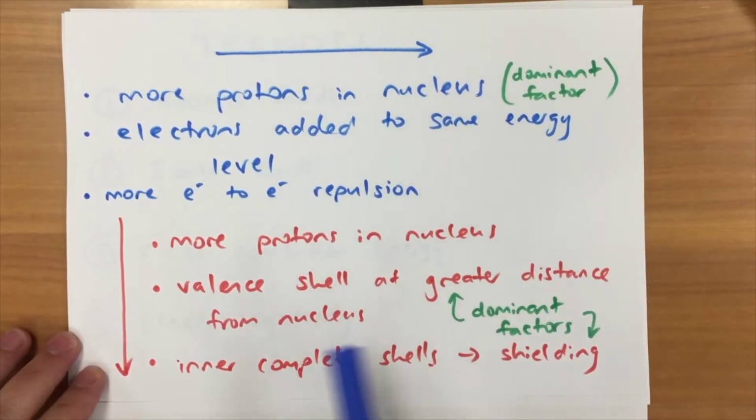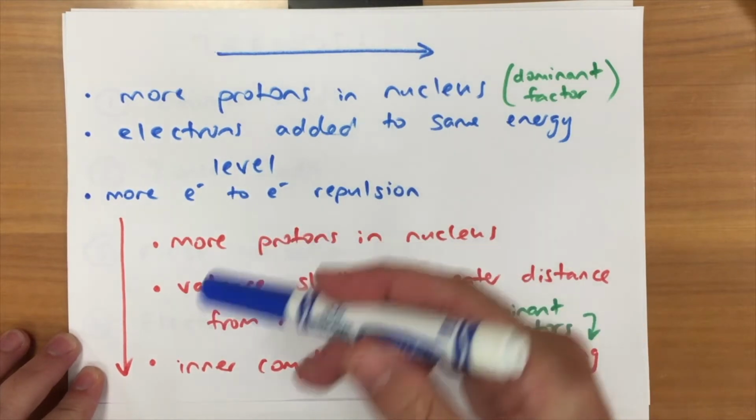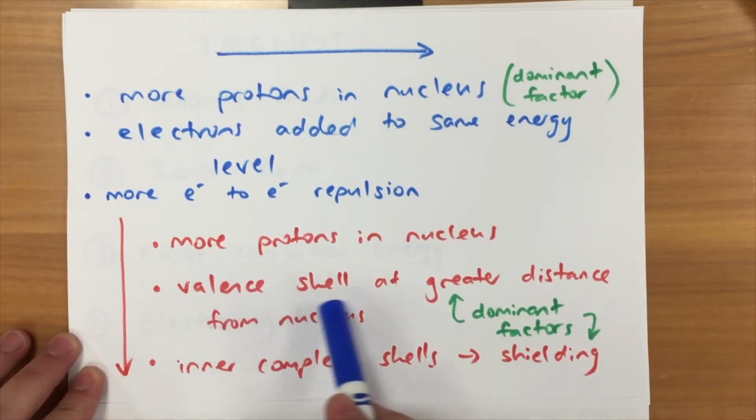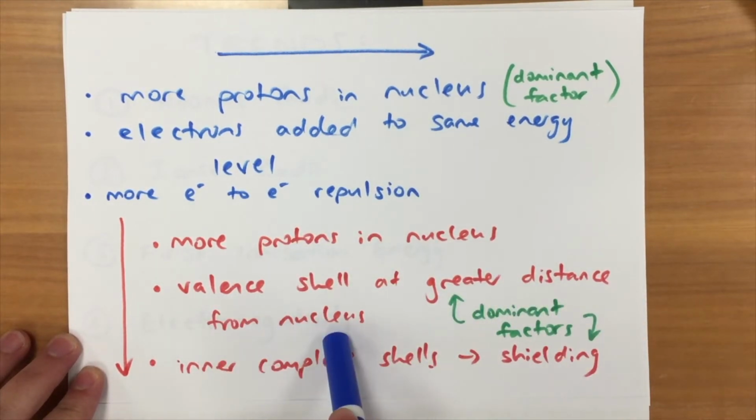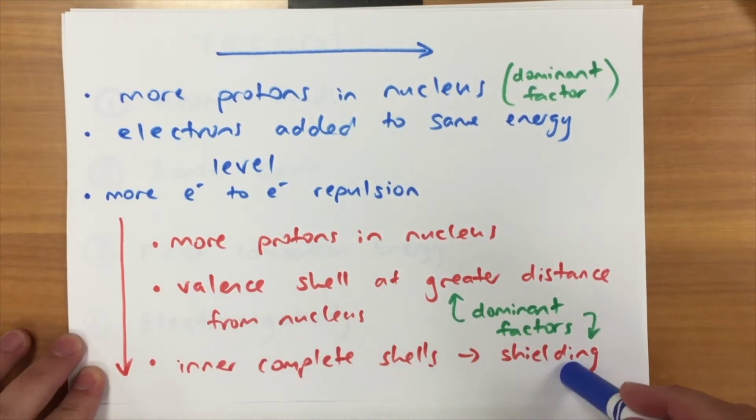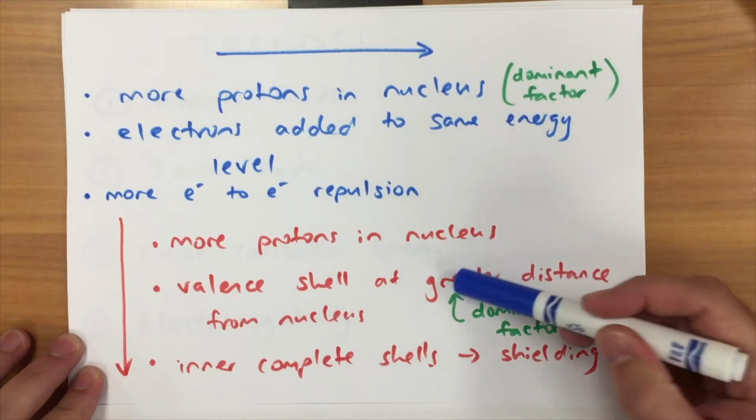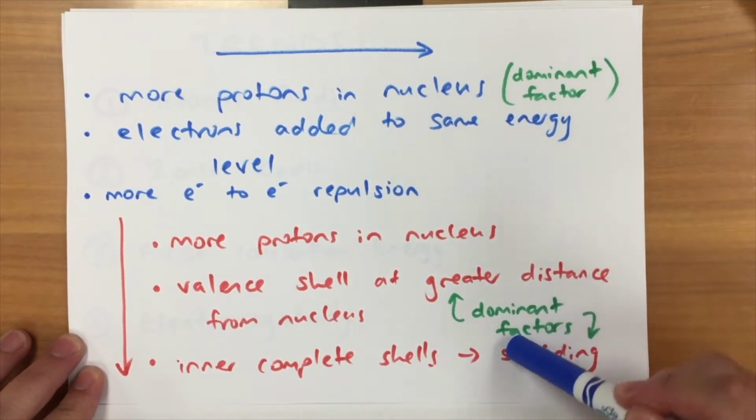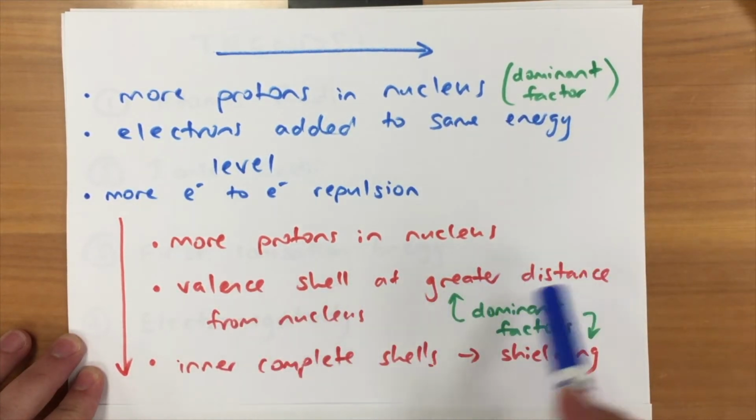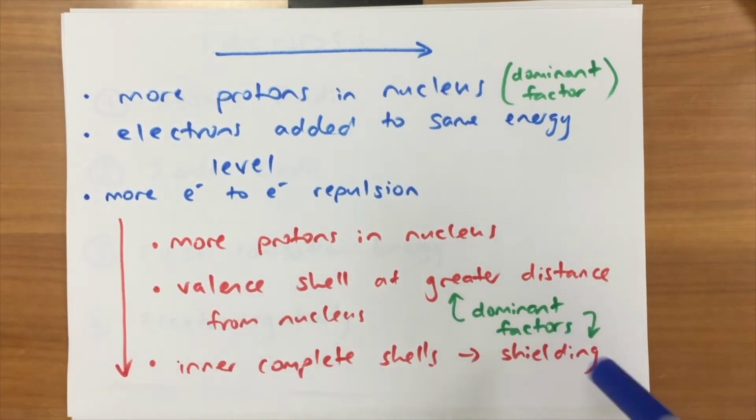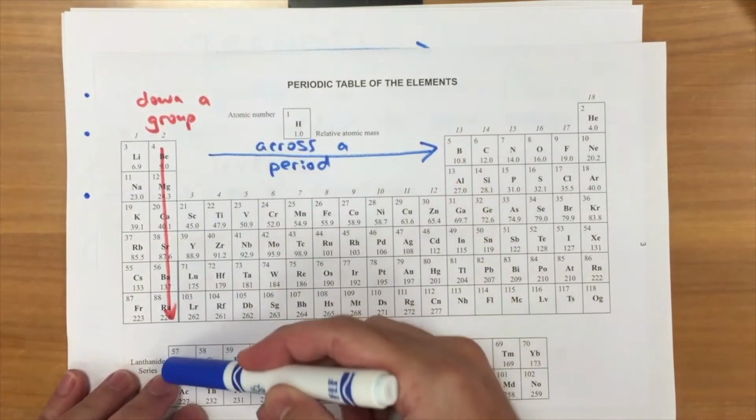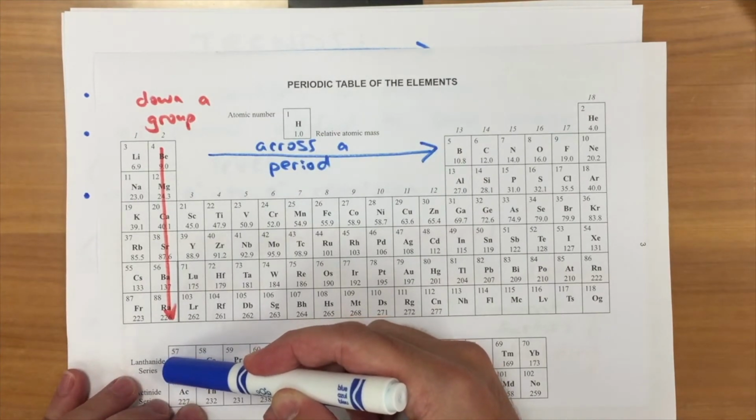So to summarize, we've got more protons in the nucleus as we go down a group. The valence shell is at a greater distance from the nucleus, and the inner complete shells provide more shielding. And as we go down a group, these two are our dominant factors: that the valence shell is at a greater distance and that there's more layers of shielding. So therefore, as we go down a group, there is actually a decreased attraction between the valence shell and the nucleus.